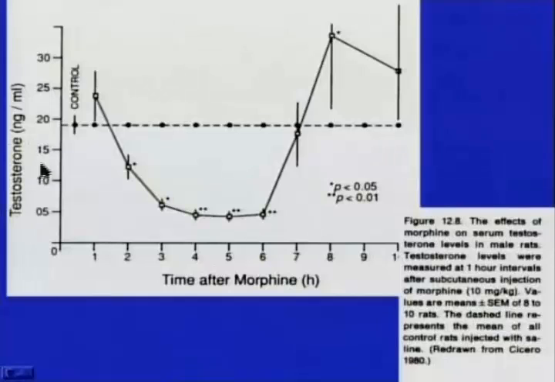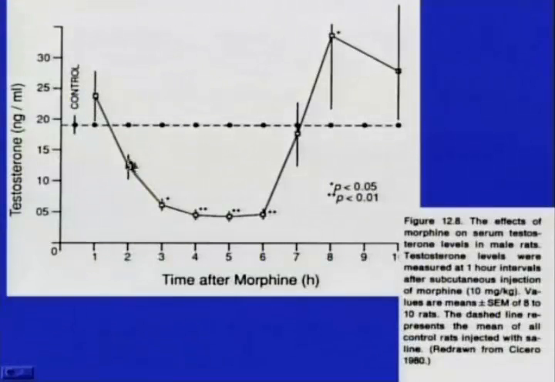So the y-axis is plasma testosterone concentrations in nanograms per ml, and the x-axis is time after morphine in hours. They're not showing exactly when, I guess they took a control sample at this point, and then within 2 hours of administering the opioid. This is testosterone levels in male rats measured at 1 hour intervals after a subcutaneous injection of morphine at 10 milligrams per kilogram. The data, of course, are shown in values of mean plus or minus standard error of the mean.